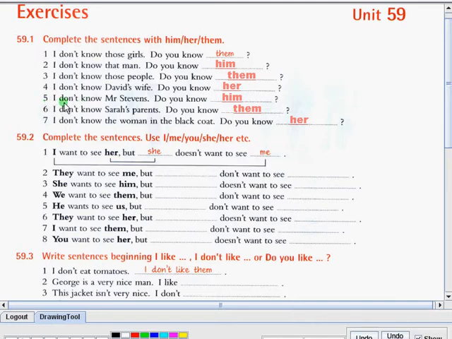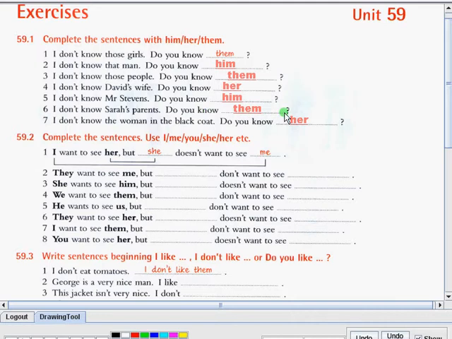5. I don't know Mr. Stevens. Do you know him? So here the subject is Mr. Stevens. So Mr. Stevens is a man. And that is why we use the object pronoun him. Do you know him? Do you know Mr. Stevens?